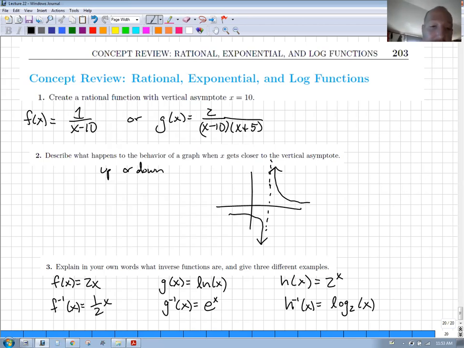Whenever I put this negative 1 here, g to the negative 1 of x, it does not mean 1 over g of x. When you put that on a function, it means inverse. I don't think they use that notation in this text, but that's the typical notation. If you put it on anything else, it's an exponent, but for a function, it means inverse.